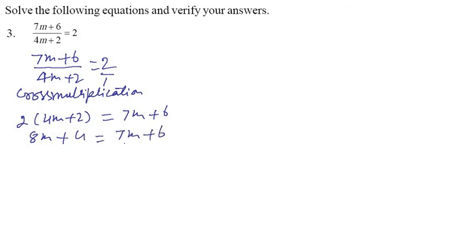Now transfer 7m to the left hand side, so 8m minus 7m, and 4 is transferred to the right hand side, it becomes minus 4. So 8 minus 7 is 1m, so we can write only m, and 6 minus 4 is 2, and that is your answer. Now verification.